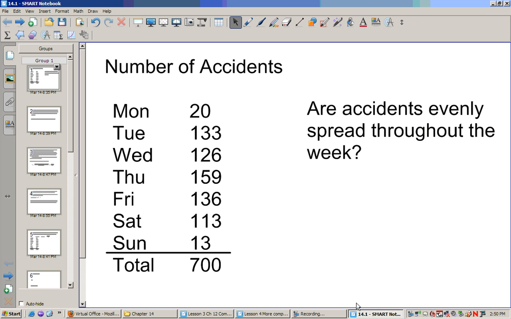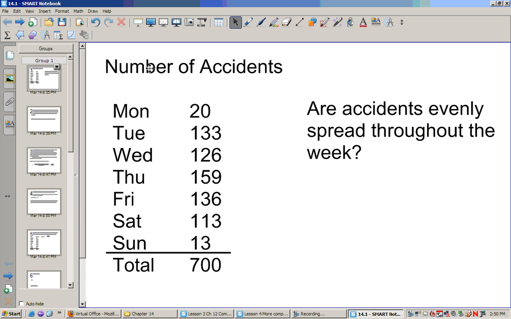Hello, welcome to chapter 14. In this chapter we're going to learn about these distributions called chi-square distributions. What chi-square distributions deal with is situations where our data is categorical rather than just numerical. Also, it helps us deal with data with many groups of data rather than just a single mean.